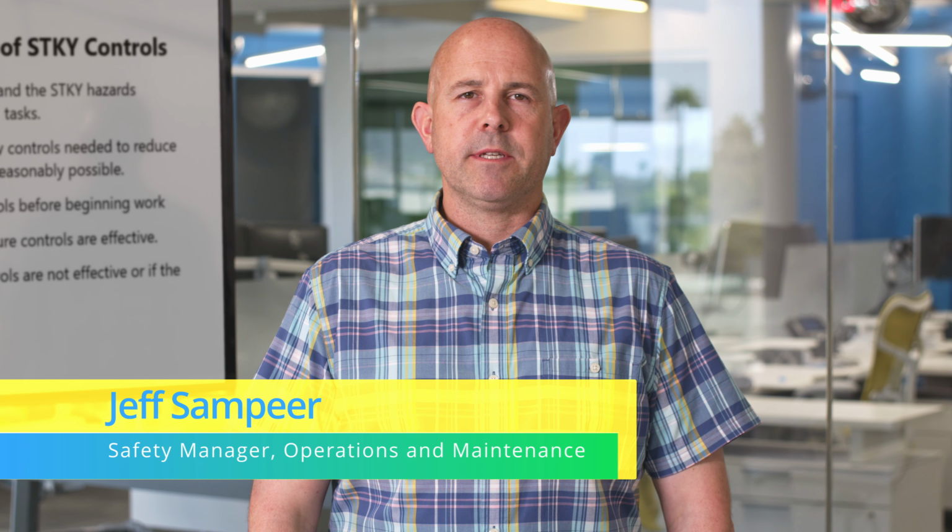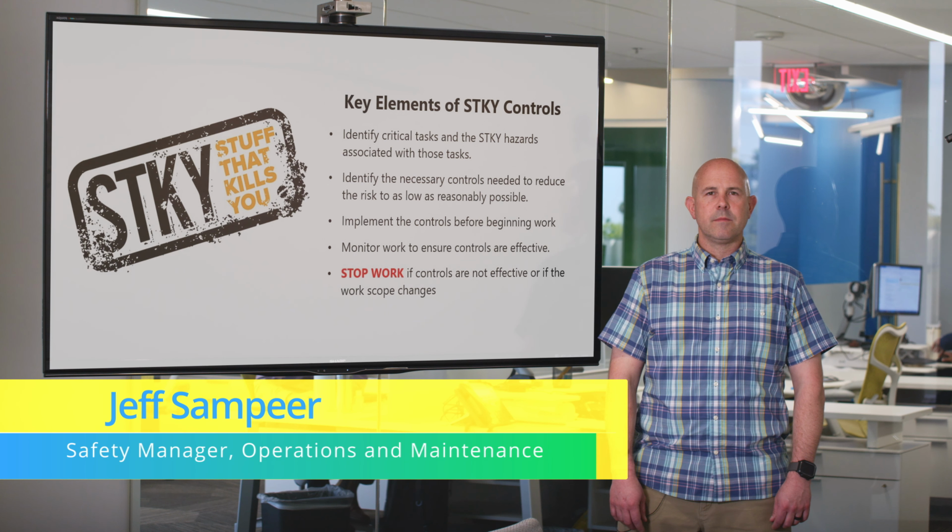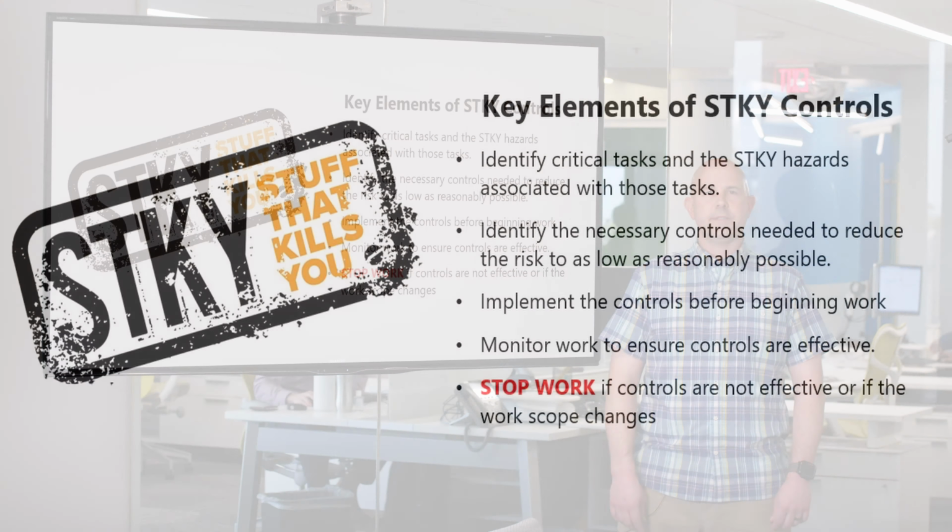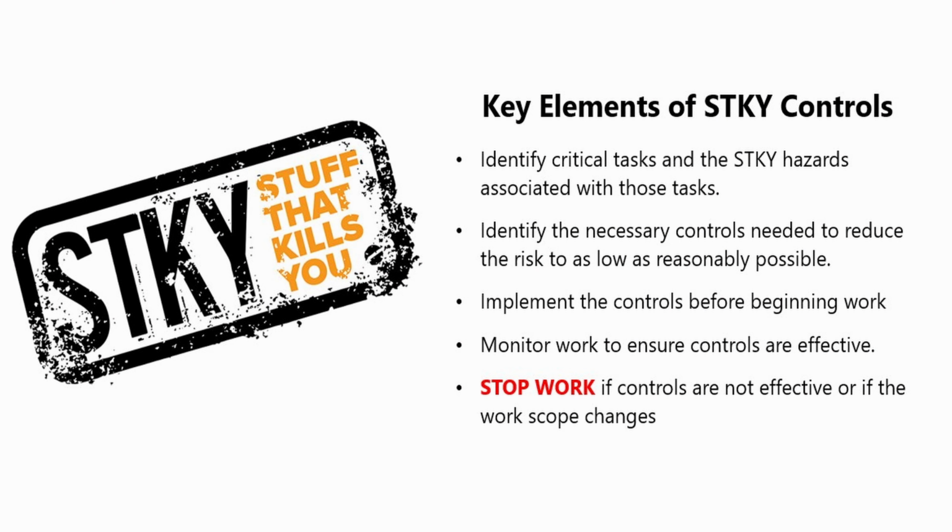This is a collaborative process between leadership and the individuals performing the work. These are the key elements of the sticky controls framework. Identify critical tasks and the sticky hazards associated with those tasks. Identify the necessary controls needed to reduce the risk to as low as reasonably possible. Implement the controls before beginning work. Monitor work to ensure controls are effective. Stop work if controls are not effective or if the work scope changes.